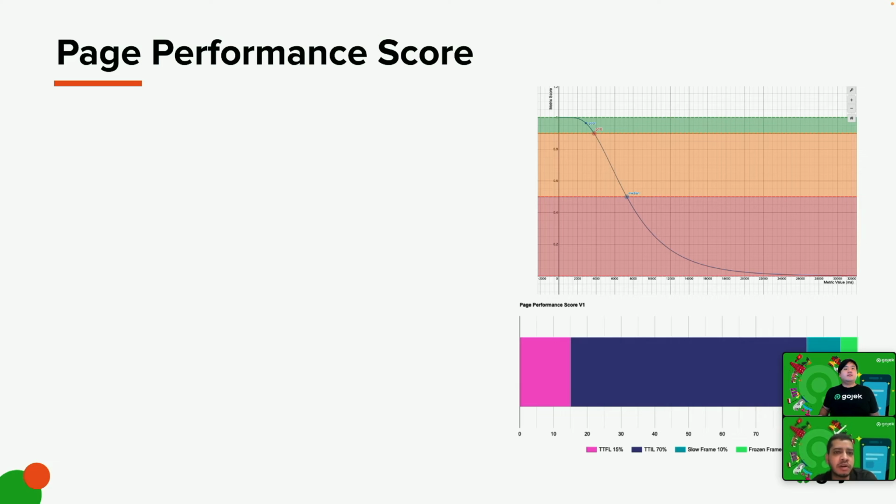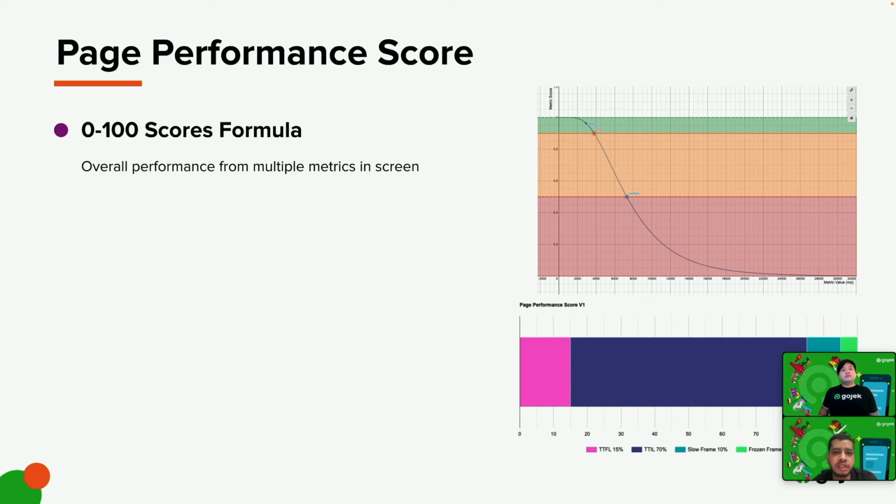Next, we would like to talk about page performance scoring system. Page performance scoring is a scoring between 0 to 100 that we use to measure overall performance of a screen using multiple metrics from real users in production. Page performance score uses multiple metrics like time to first layout, time to initial load, slow frames, and frozen frames. It calculates the score given the formula and weights each metric into one single score.